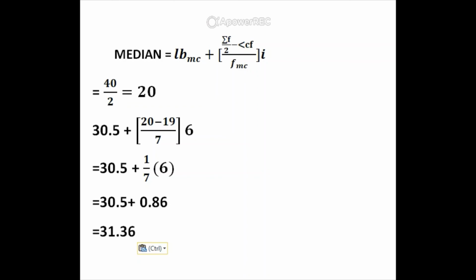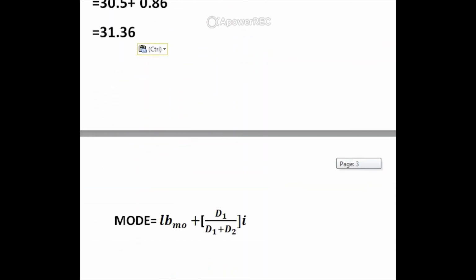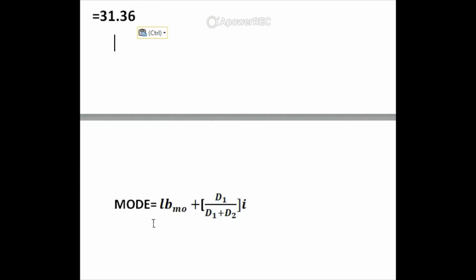Next naman ay ang mode. Paano ba natin nahanapin ang mode? We have the formula, the lower boundary of the modal class plus d sub 1 all over d sub 1 plus d sub 2 times the interval. D sub 1 is the highest frequency minus the upper frequency. D sub 2 is the highest frequency minus the lower frequency.